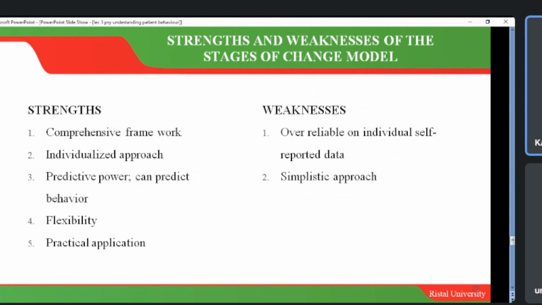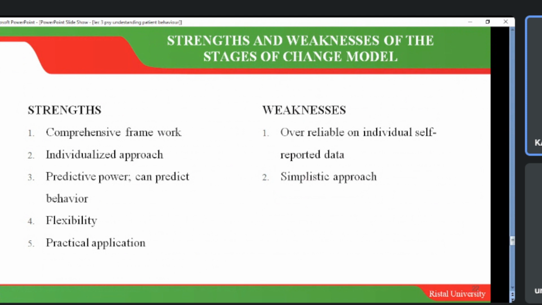Then the weaknesses. It has over-reliance on individual self-reported data. Sometimes the research on the stages of change model asks people by mouth, do you do this? Did you go through this stage? Even if they didn't go through it, they will say yes because they know they have to provide a positive answer. That's what we mean by self-reported data. And sometimes it reduces the validity of that data.